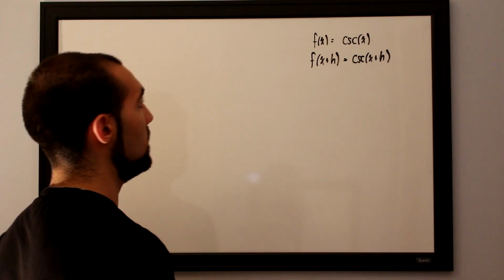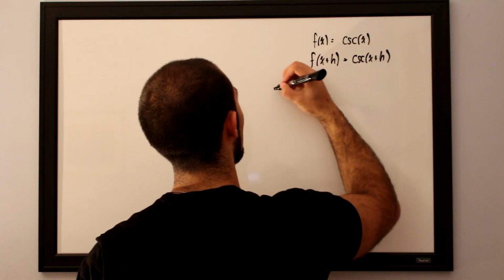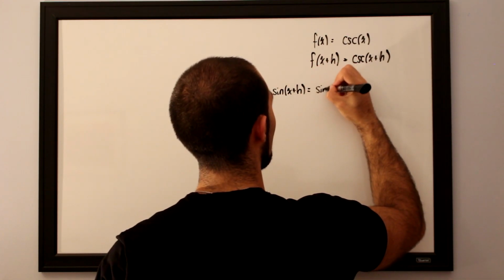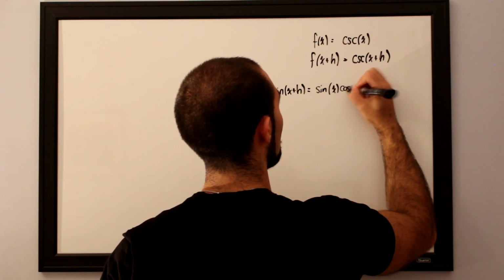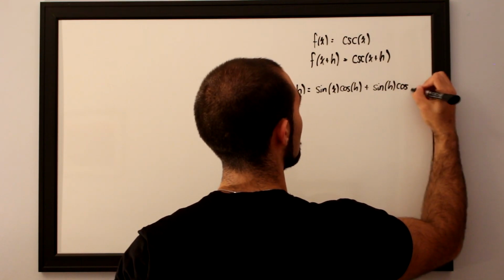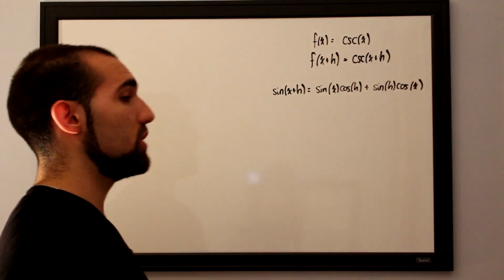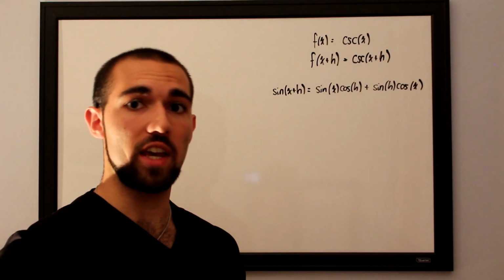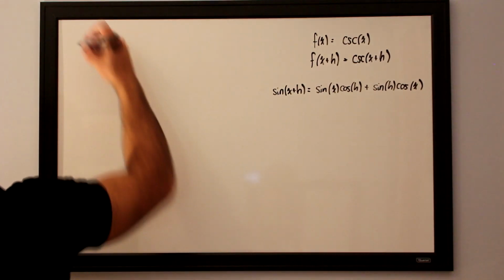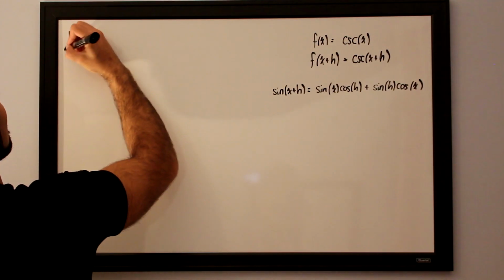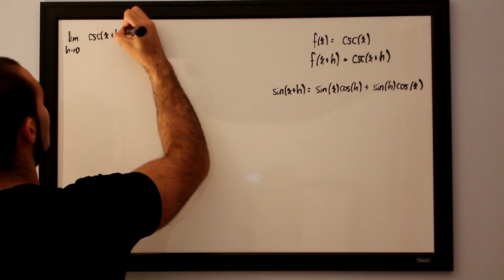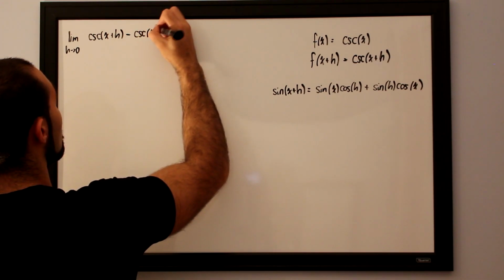And we're going to need the addition of sines formula later on, so let's go and write it down. Sine of x plus h is equal to sine of x multiplied by cosine of h plus sine of h times cosine of x. So we want to take the limit as h approaches 0 for f of x plus h minus f of x all over h. So our f of x plus h will be cosecant of x plus h. So we'll take the limit as h approaches 0 for cosecant of x plus h minus cosecant of x divided by h.